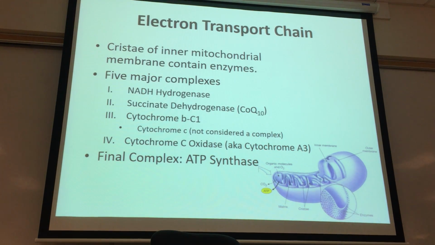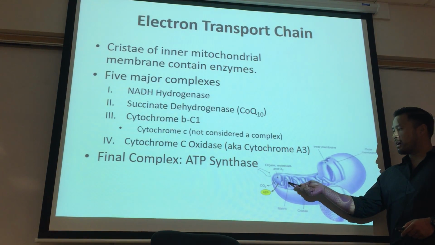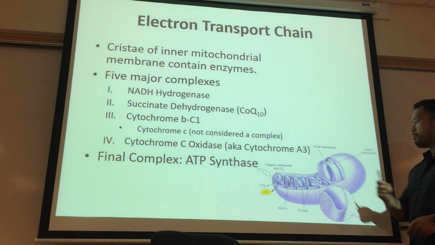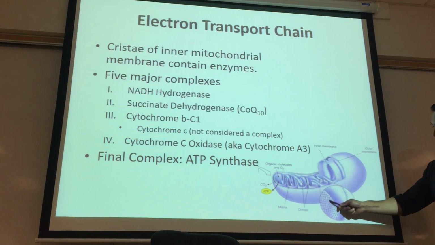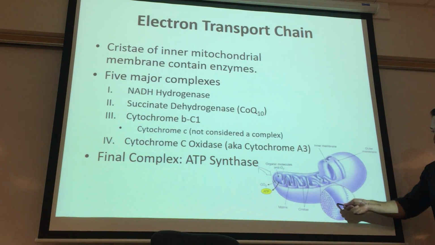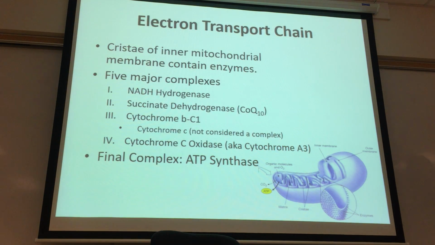Fancy that. I was just talking about a bunch of electrons. Now we're going to transport them. And so now we're looking at the cristae, the inner membrane of the mitochondria. The inner membrane is littered with a bunch of enzymes. If you were to dissect it and look at it, you can see it's just studded with enzymes. Those mitochondrial enzymes represent 5 major complexes.